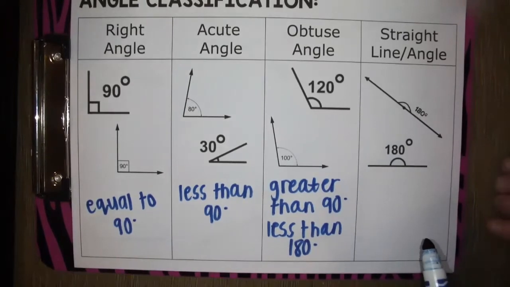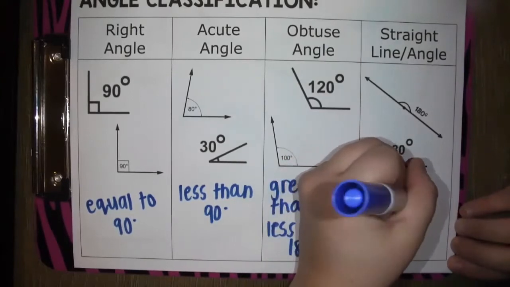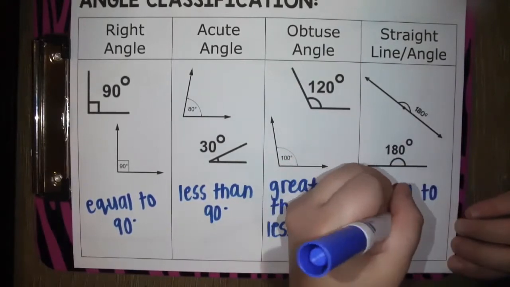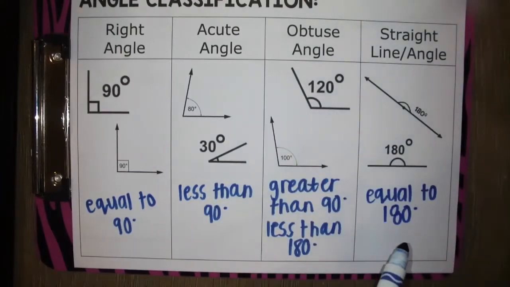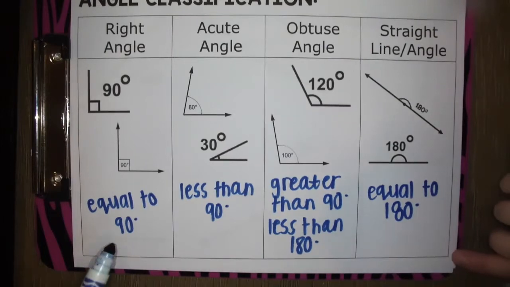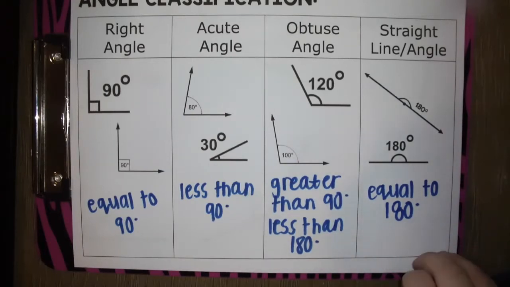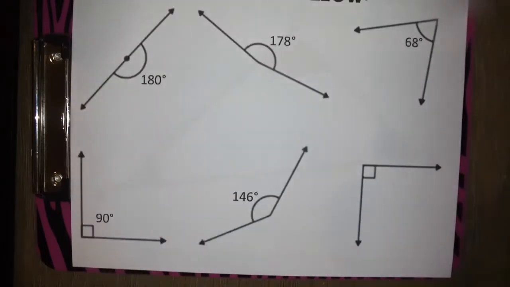On to straight lines or straight angles. The rule is that these must be equal to 180 degrees. If you have an angle or a straight angle or a straight line that is equal to 180 degrees, then we are going to call it a straight line or a straight angle. I like this because I think it's pretty clear. Looking at this line here, that's pretty straight, and that's why we call it a straight angle or a straight line. So please remember these names and the measurements that we use to dictate why one is acute or why the other is obtuse. We are going to classify these angles on the next page.